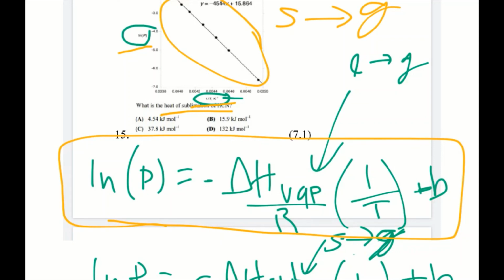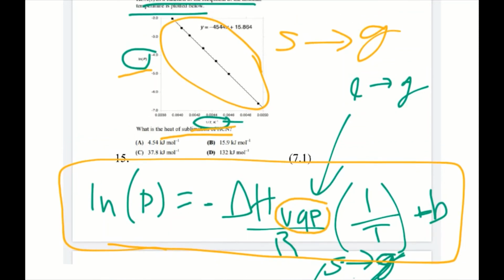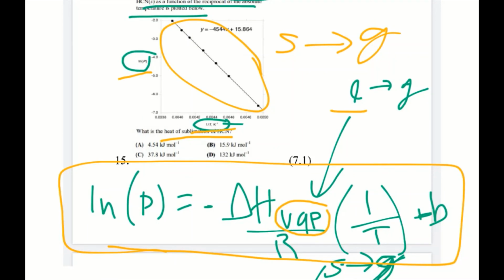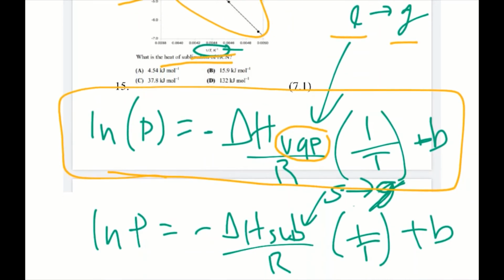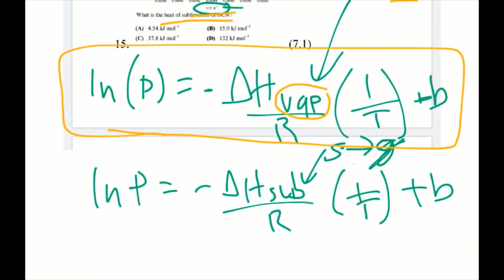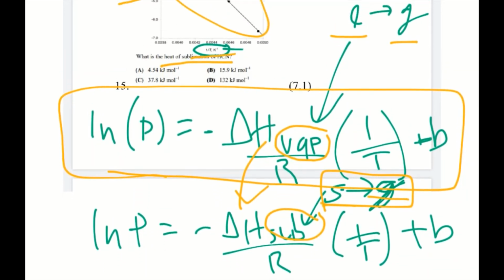If you remember, we used the delta H of vaporization, which involves liquid to gas. But this time, we are looking at the conversion from a solid to a gas. So you have to adapt the equation so that instead of delta H of vap, you make it delta H of sub. It still does the same thing, it's just that you're describing the process of converting the solid to gas. Same idea, but different delta H's.